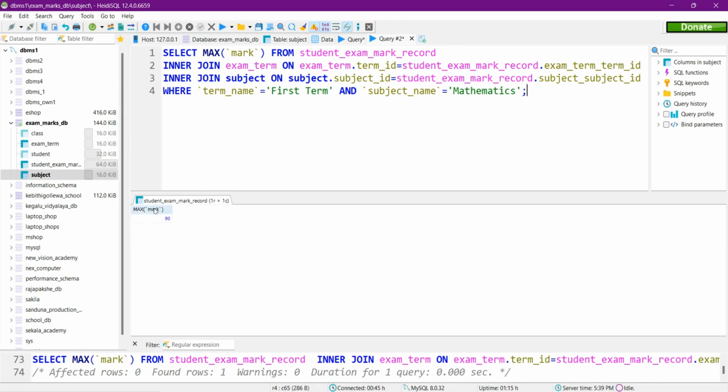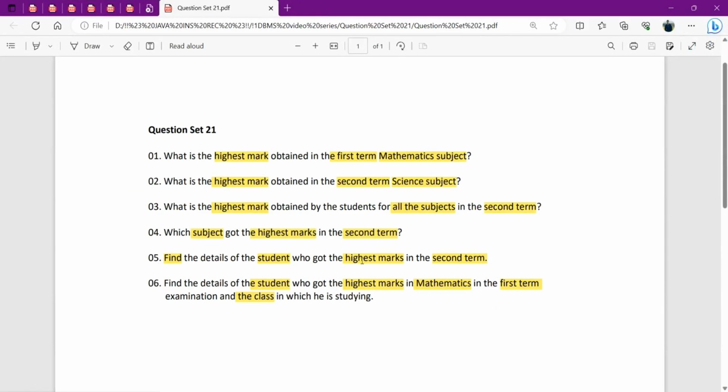So we've got the highest mark obtained in the first term mathematics subject. This is the result for the first question. Let's move on to the second question.